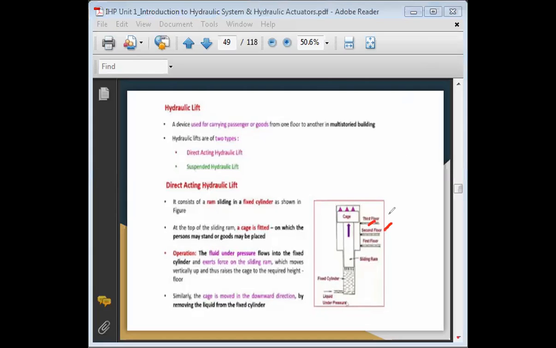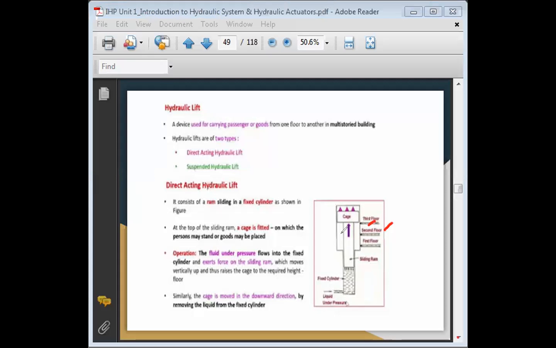This is a direct acting hydraulic lift. At the top of the sliding ram is the cage. The fluid under pressure flows into this fixed cylinder and exerts a force on that sliding ram, which moves vertically up, and this raises the cage to the required height.